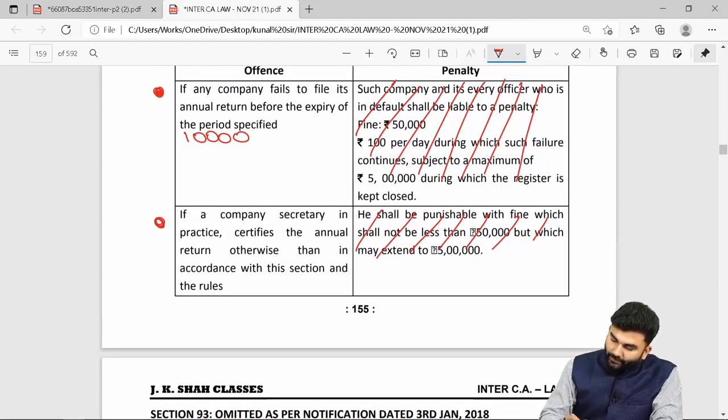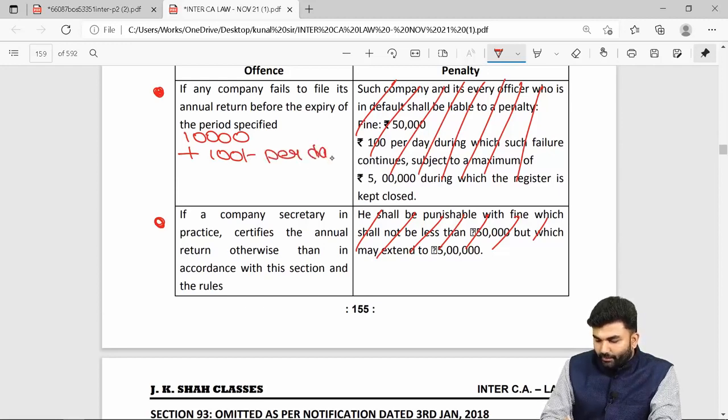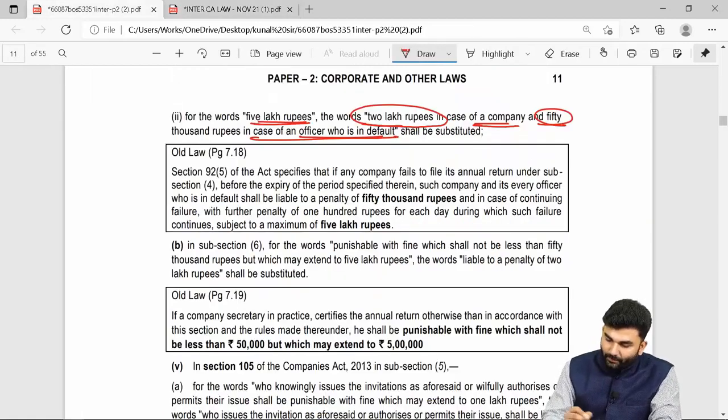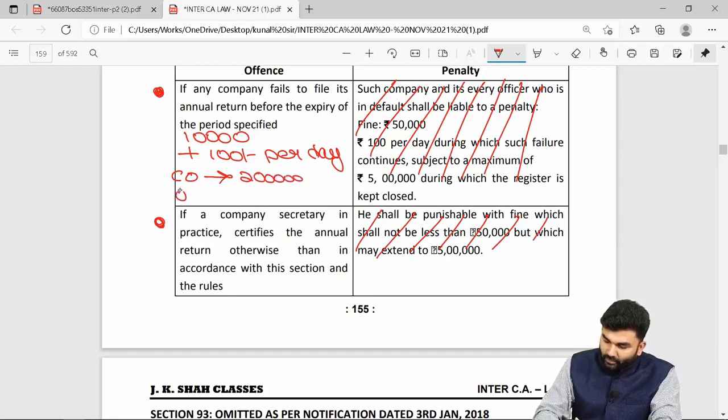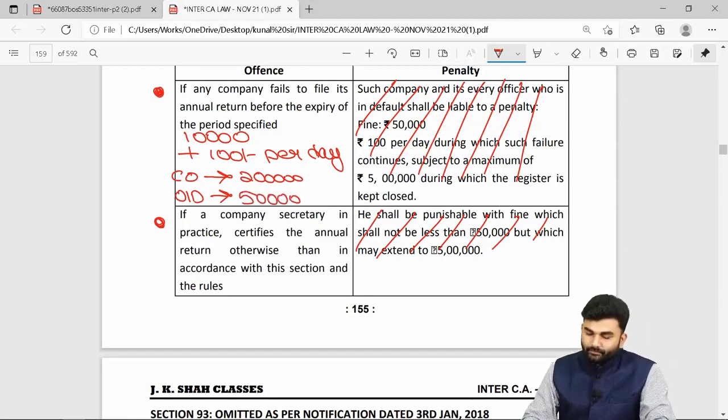Okay. So a flat penalty of 10,000 is there, plus 100 rupees per day. There is no change over here. 100 rupees per day remains the same. In case of a company, the maximum penalty will be 2 lakh rupees. And in case of officer in default, the maximum penalty will be rupees 50,000.